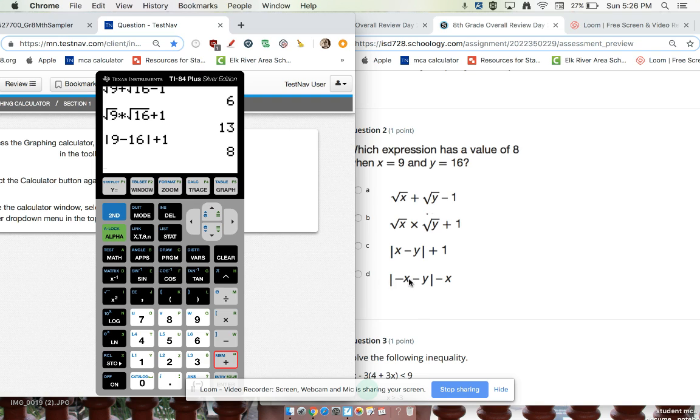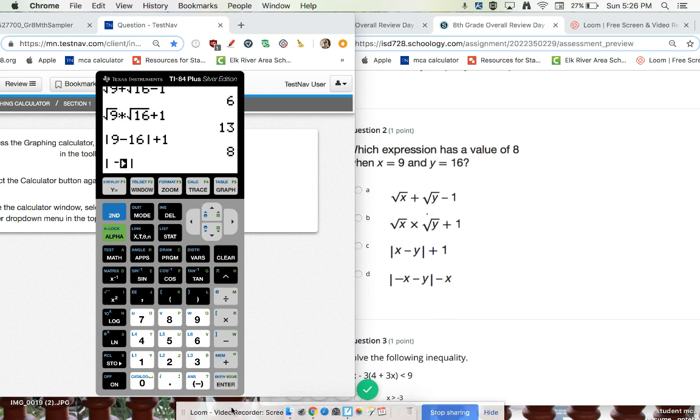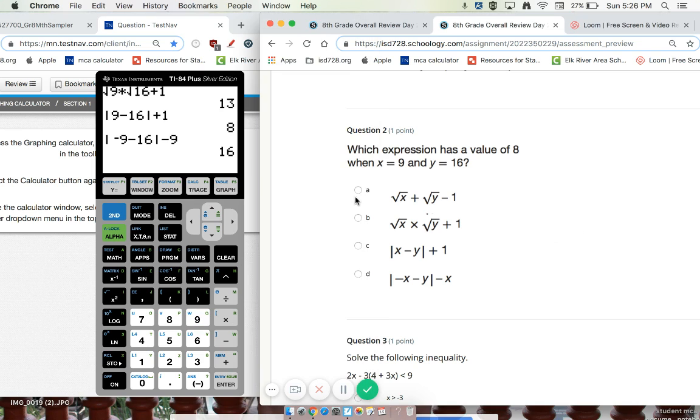I'm just going to double check that it's not this last one. So I hit the absolute value sign as part of numbers. And then I have negative x. I'm going to move this. What was my x? 9. Minus my y, which was 16. Get out of my absolute value. And then take x away. And my x was 9. And that's 16. So yeah, it's not my 8 that I wanted. So that's how you do that.